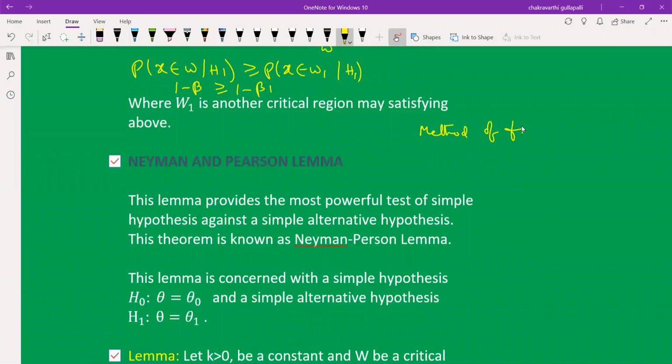Method of finding BCR. What is BCR? Best critical region. The test BCR is equal to best critical region.